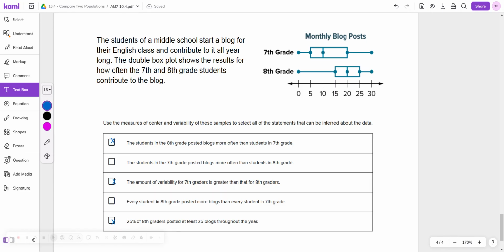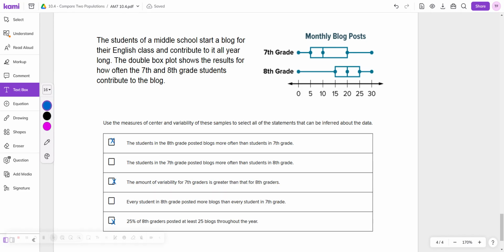All right, every student in the 8th grade posted more blogs than every student in the 7th grade. Well, that's obviously not the case because we have overlap. What that means is that the seventh grade and the eighth grade share a lot of the numbers. They have the same numbers. In fact, both of them have 0 to 30 in them. Whereas if we had one that had 0 to 30 and the other had 35 to 60, there would be no overlap whatsoever. So we could say that the fourth one is not true.